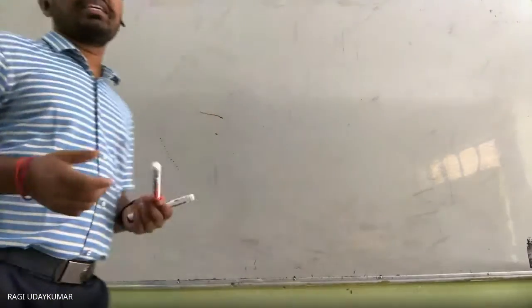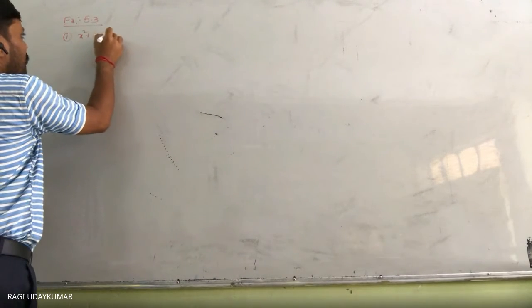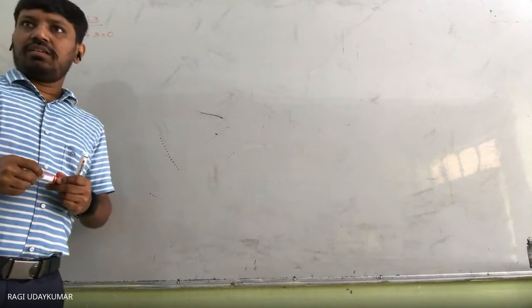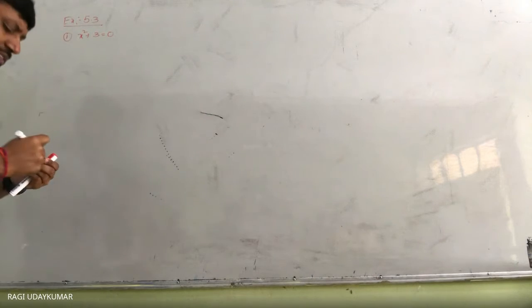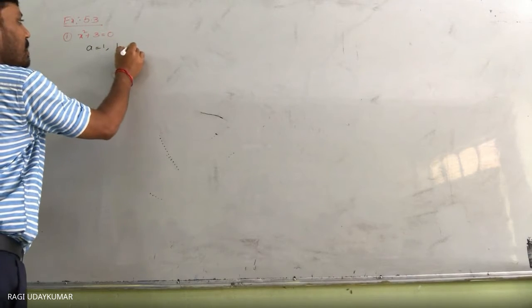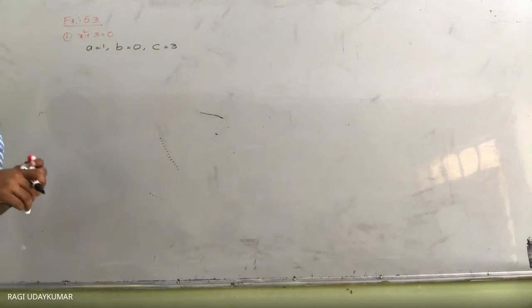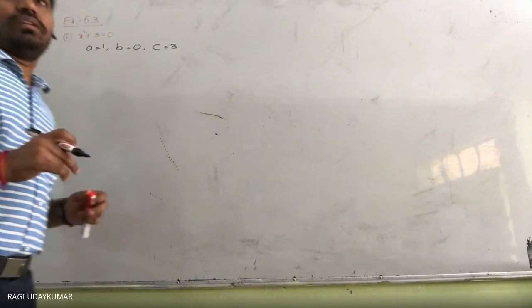So the first question given to you: x square plus 3 is equal to 0. Here, what are a, b, c? You had better write it here, otherwise there will be confusion. a is equal to 1, b is equal to 0, c is equal to 3. I am comparing this equation with ax square plus bx plus c equal to 0.